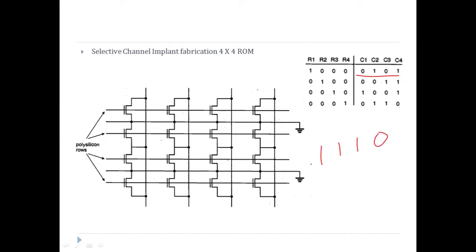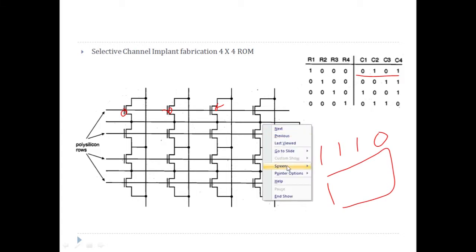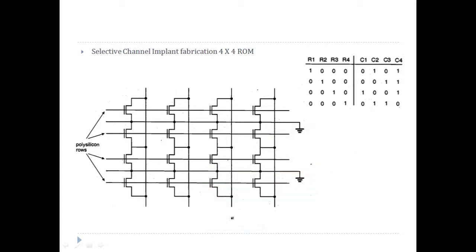The layout will remain the same. I have to just take care of the implant. There will be implant here, so I have to just make sure the implant is there, and for the implant, I'll use one more mask. That's it. Otherwise, the rest of the masks will remain the same. That's the biggest advantage of this type of fabrication. I hope you have understood this. So you can draw a stick diagram for this. This is the second exercise, and you can use Electric software to solve both the questions.